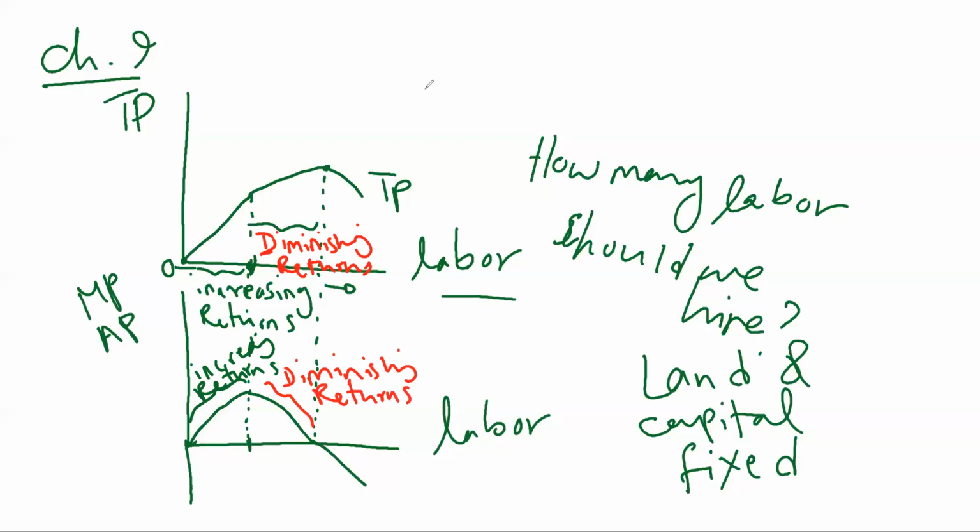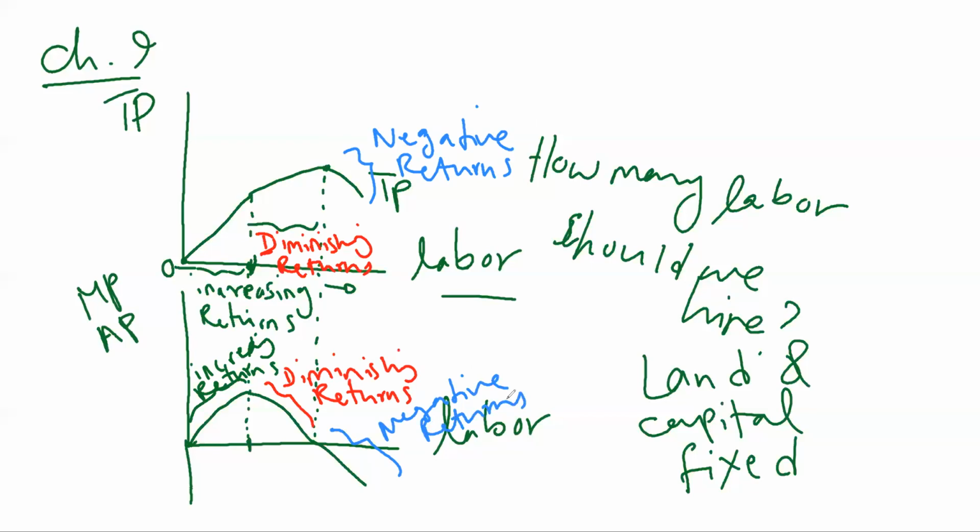And let me choose another color. And when TP starts to decline, we are experiencing negative returns. Same thing here. Negative returns when marginal product is negative.